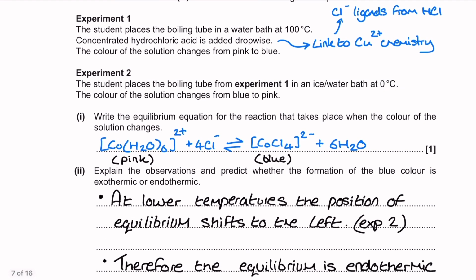That gives us this reaction equation, which is exactly the same as the copper 2 one that you will have learned as part of your A-level, except it's got cobalt in. Just be careful that you don't accidentally write copper.